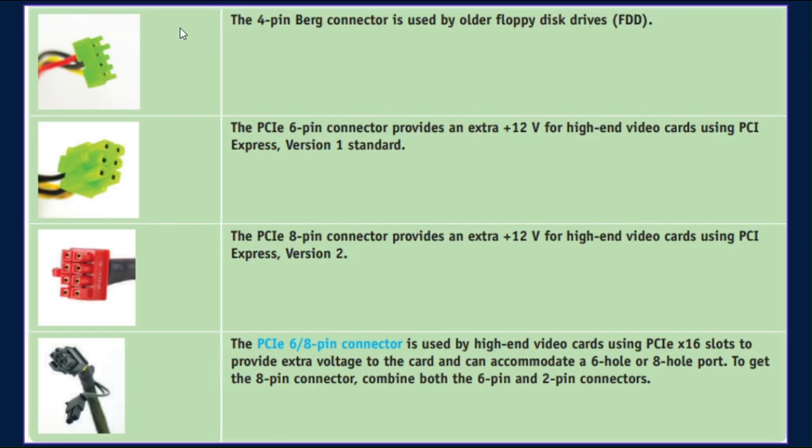Now the 4-pin Berg connector is used by the older floppy disk drive, FDD. And this is the PCIe or the 6-pin connector provides an extra plus 12 volt for the high-end video cards using the PCI Express version 1 standard.